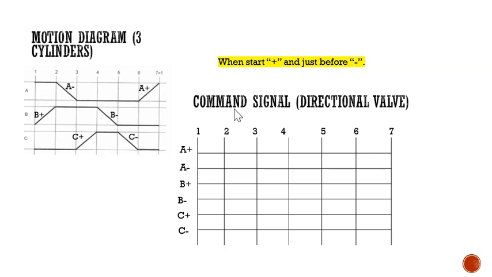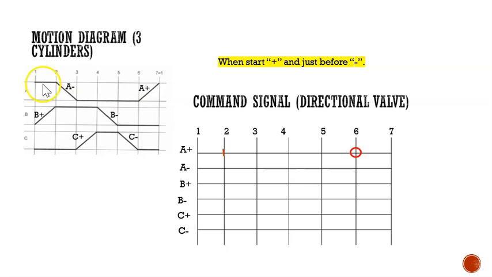For the command signal, we make sure the numbers here are the same, 7, and then this one is going to be A plus, A minus, B plus, B minus, C plus, C minus, because there are 3 cylinders. So how to do it? We take a look at A plus first. A plus starts from here, 6 to 7. And don't forget we also have A plus continuing up here.